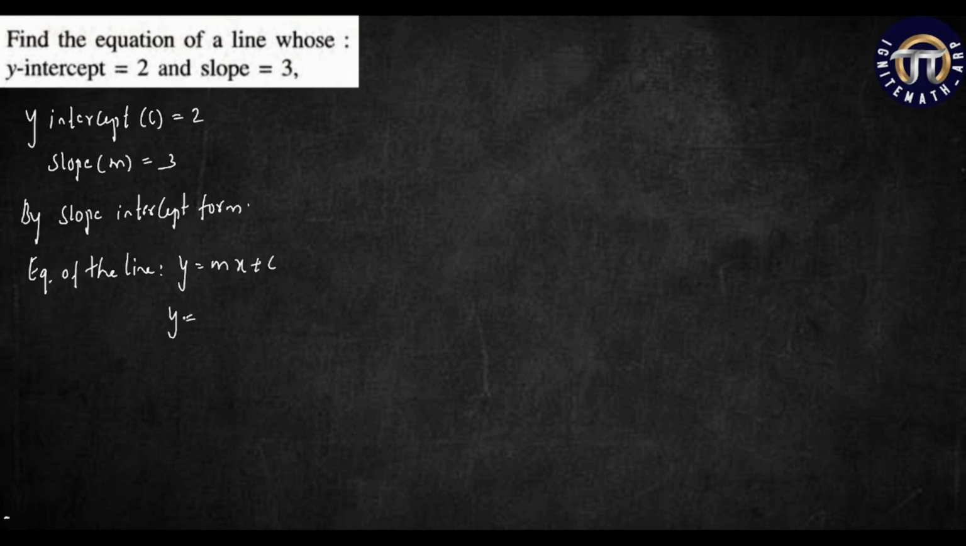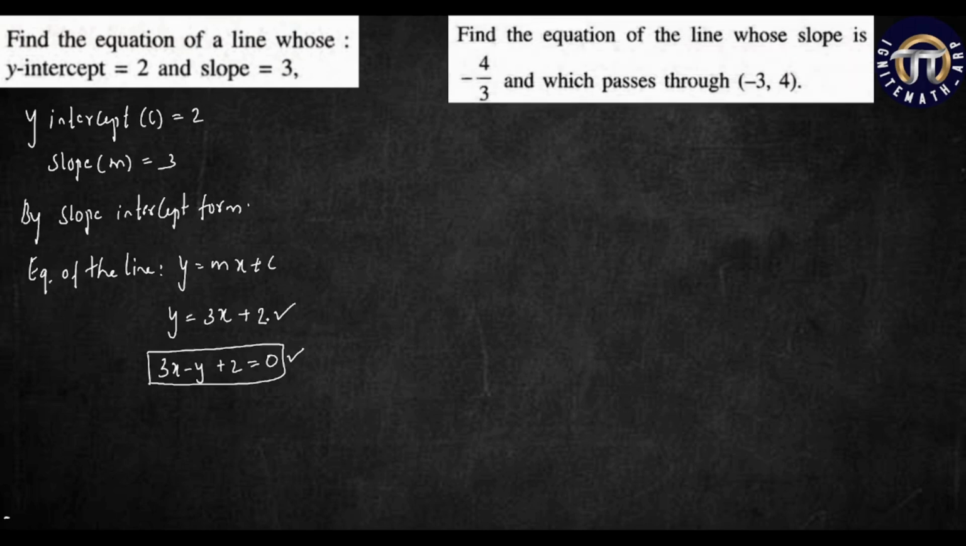So y is equal to mx plus c, where m is 3 over here and c is 2. So I can keep the final answer like this, or else I can write the answer as 3x minus y plus 2 equal to 0. So either you can keep the answer in this form or in this form, but make sure that there are no fractional coefficients of x and y, and the constant should also not be a fraction. Now let me take one more example.